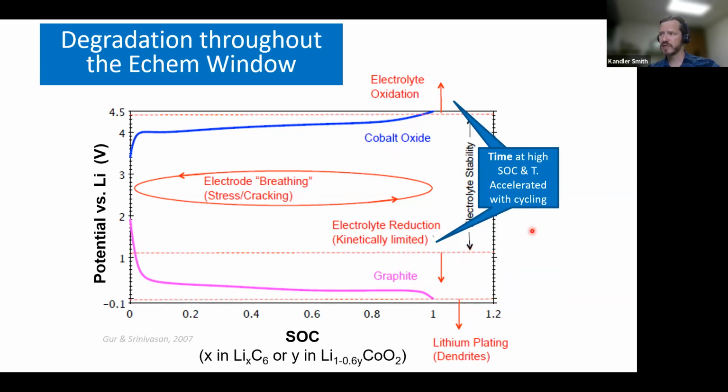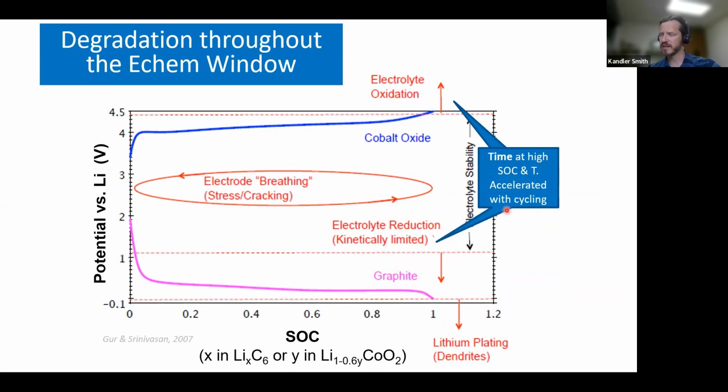And so our observations are calendar life is limited. So these are things that track not with cycling, but just with time. Even if you're not cycling your battery, it's going to be degrading due to these side reactions that are going on inside the cell. And they're always accelerated with higher temperature and generally accelerated with higher state of charge, not all the time.